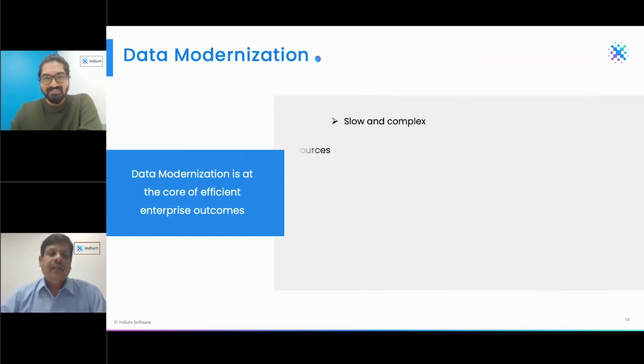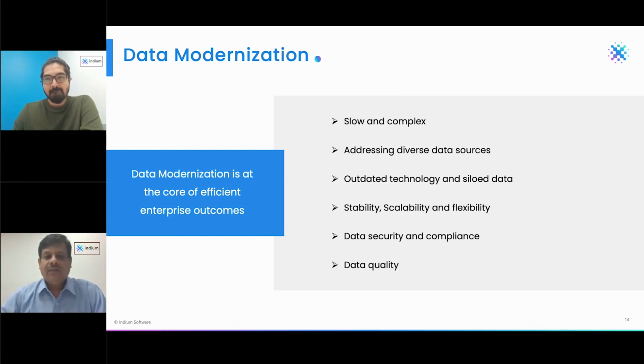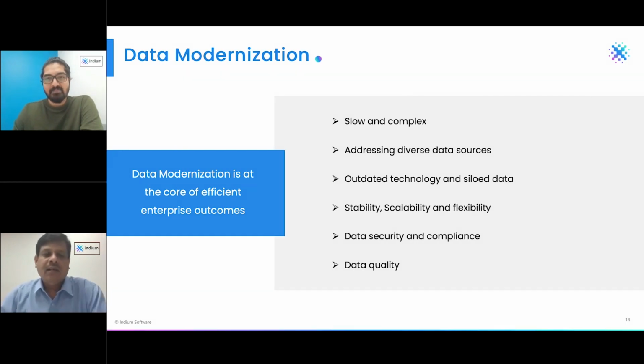Great, thanks, Srini. So quickly, thanks for bringing the insight into the data value chain and the kind of foundation that an organization needs to have for monetization.